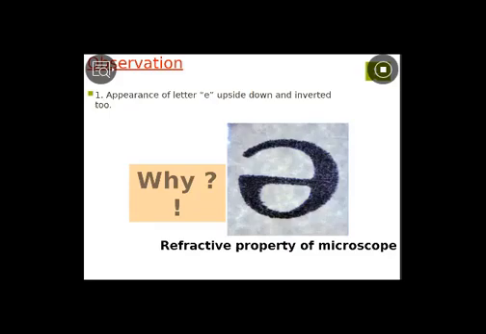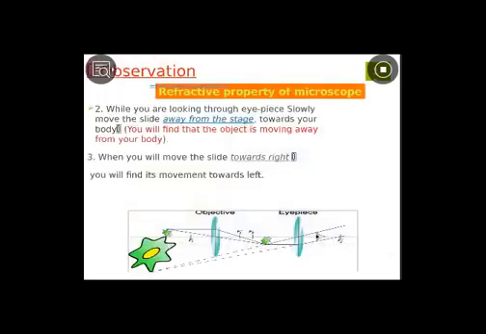You know why? Because of this property of the microscope, the refractive property. What is the refractive property? The image which is formed is opposite. It means that when you move the slide right or left, what you see in the microscope will be opposite. If you move the slide right, the letter E will move to the left. If you move the slide forward, then in the microscope the letter E will move backward. This is called the refractive property.